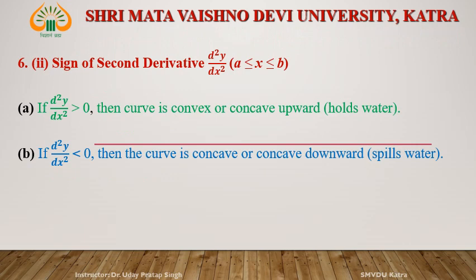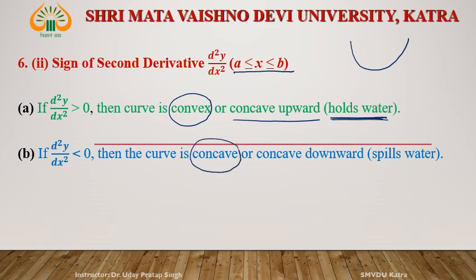Similarly, the sign of the second derivative in this region: if d2y by dx2 is greater than 0, then the curve is convex. Convex means this type of shape, concave upward, that is something that can hold water, okay, this type of shape. And if d2y by dx2 is less than 0, then the curve is concave. Concave means this curve, right? This is concave downward and this one is concave upward, right?